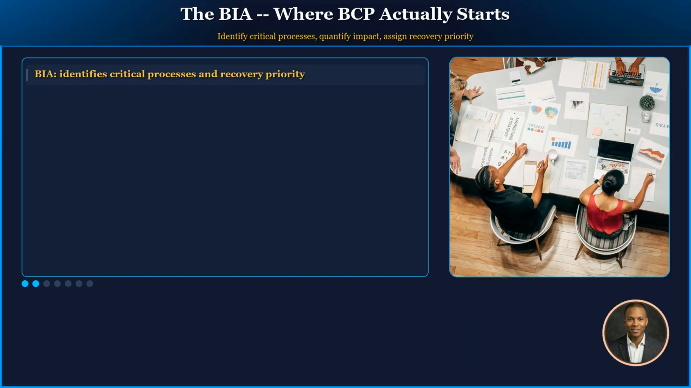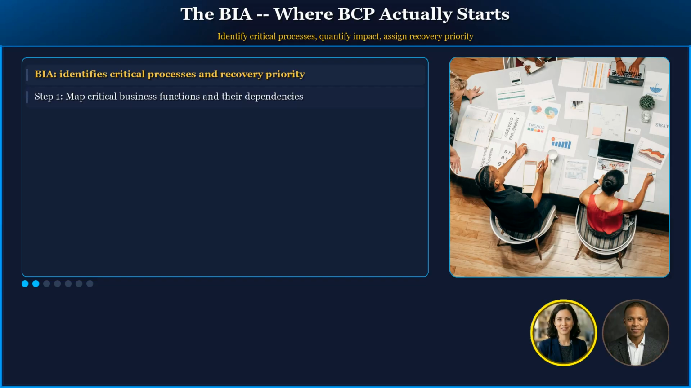The business impact analysis is not a step inside the business continuity plan. It is the foundation the entire business continuity plan is built on. Before you can plan how to recover, you must know what to recover, in what order, and how long you can survive without it. The first step is identifying critical business functions. This means mapping every major process, payroll, order processing, customer service, regulatory reporting, and the systems, people, and data each one depends on. If any dependency fails, which processes stop?